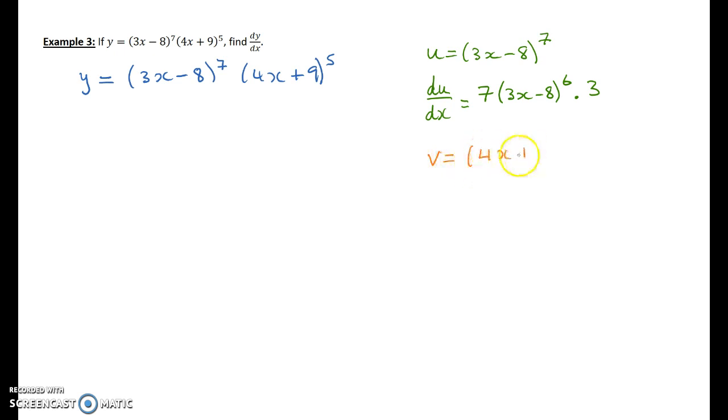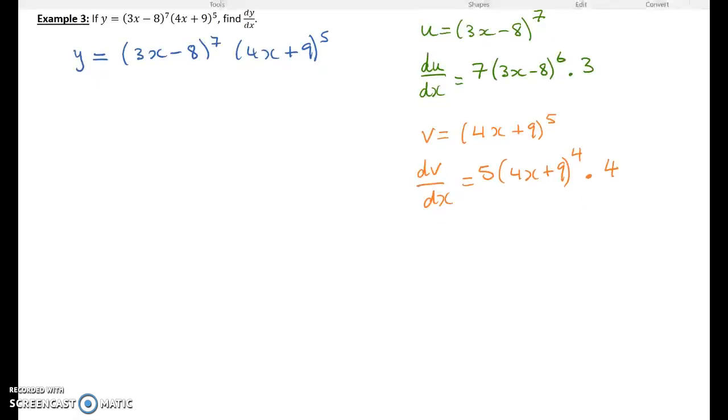So (4x plus 9) to the power of 5 is the other factor, v, so dv/dx. Multiply down by the power, 5 times (4x plus 9), reduce the power by 1, so that's the power of 4, and then multiply by the derivative of what's inside. The derivative of 4x plus 9 is just 4. Again, we could go 4 5s or 20, but we'll just leave that for the time being.